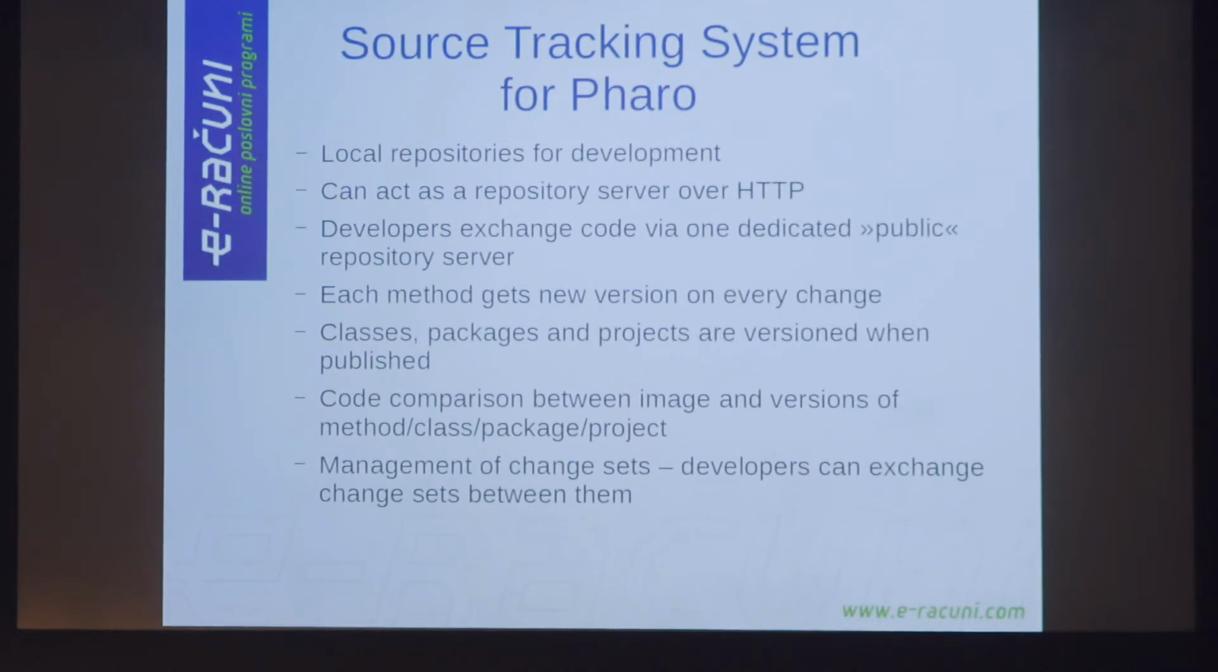So the unit of versioning is the method. So there are no files. Each method gets a new version on every change. And classes, packages, and projects are versioned when they are published into a repository.